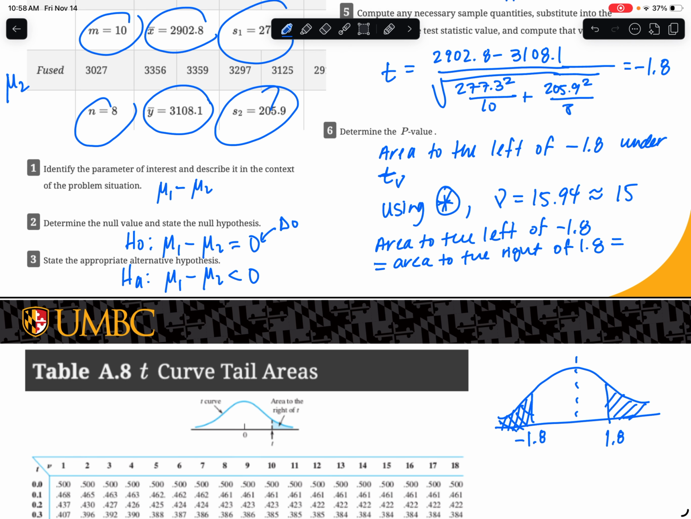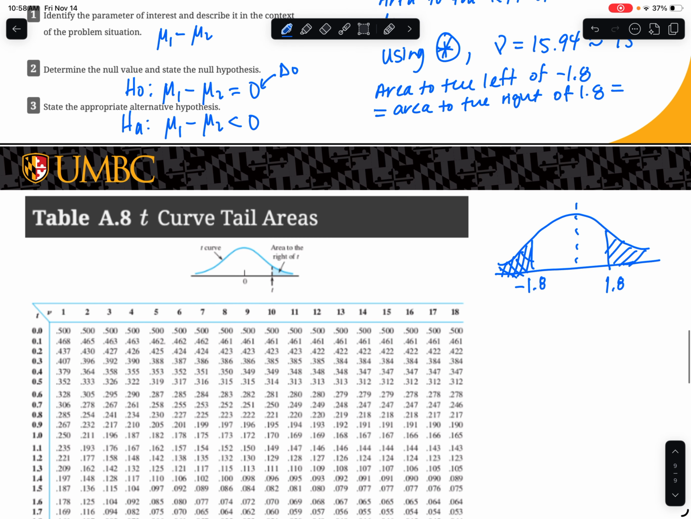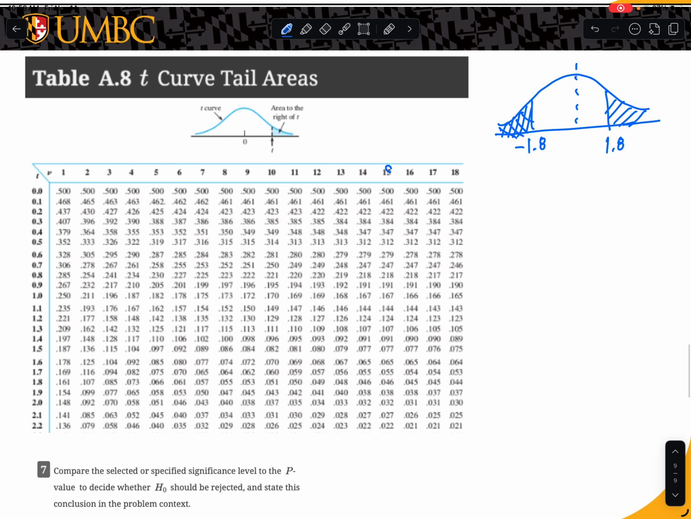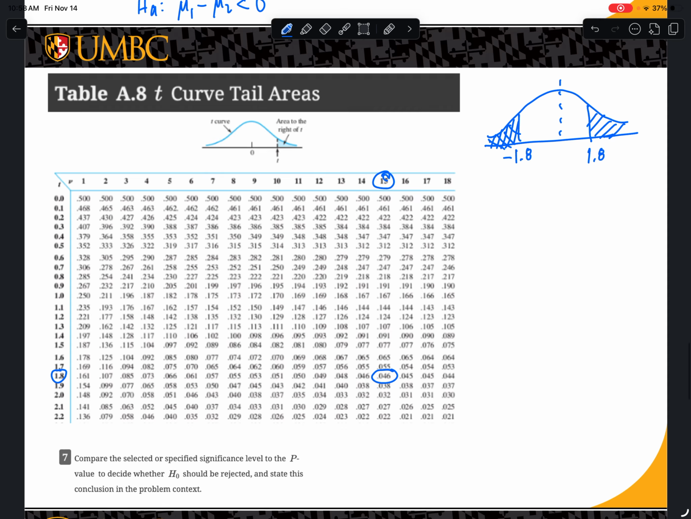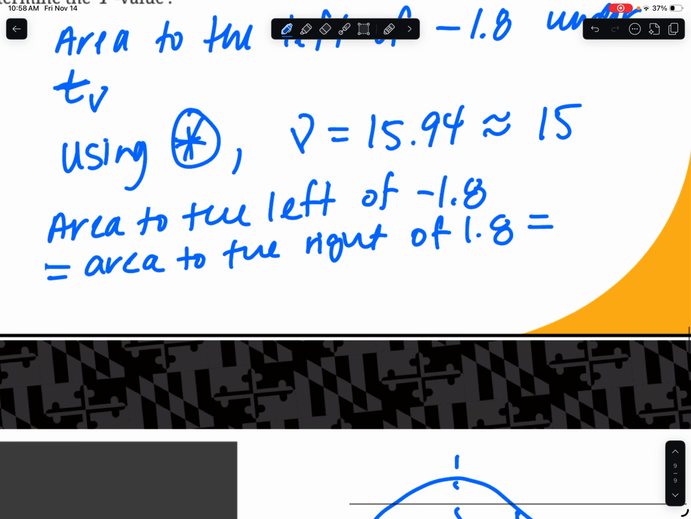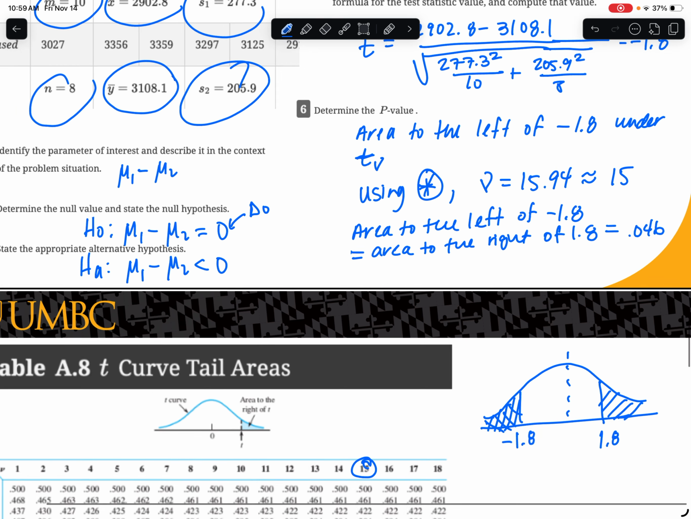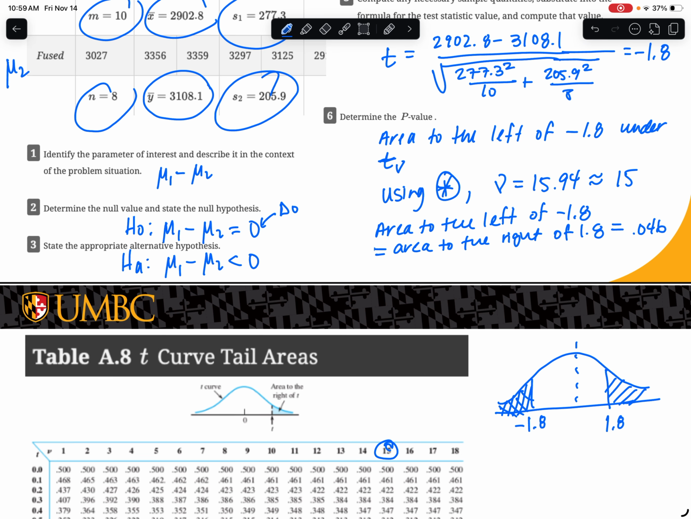Let's go and see. We calculated the degrees of freedom to be 15-ish. 1.8 is here, so the intersection is this 0.046. So the area to the right of 1.8 is 0.046. That's the same thing as the area to the left of minus 1.8. So now we have our p-value. The p-value equals 0.046.